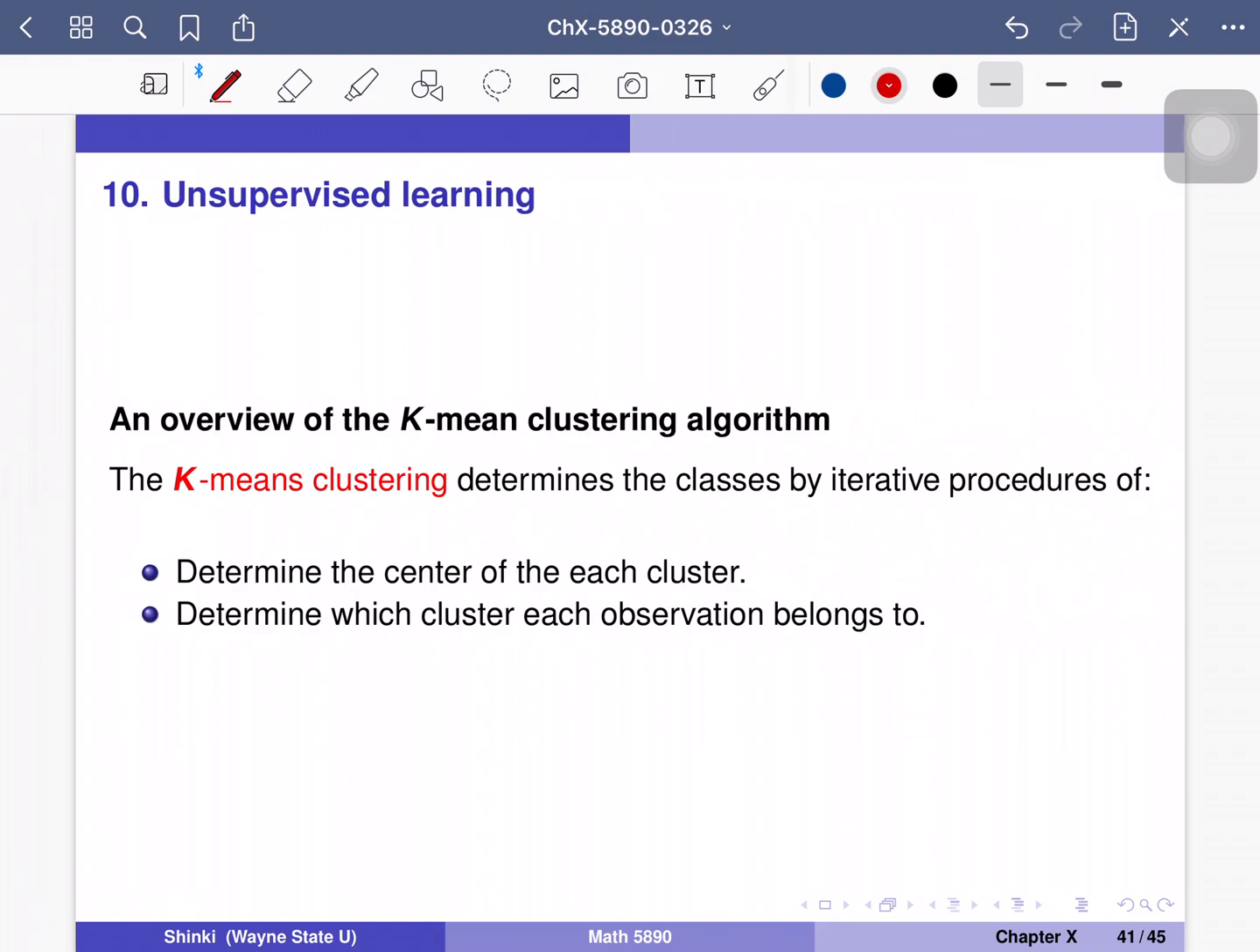So this is an overview of the K-means clustering algorithm. K-means clustering determines the classes by an iterative procedure of two steps. So first step, determine the center of each cluster. And the second step, determine which cluster each observation belongs to. So we have to repeat this procedure again and again to achieve the optimal clustering rule.